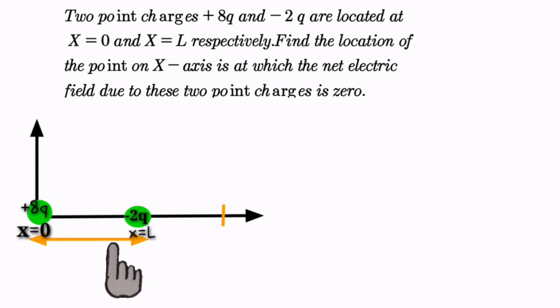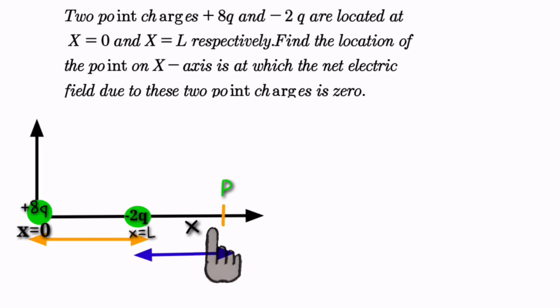So, the point of 0 field will be outside, on the line joining the charges, and since the magnitude of the positive charge is greater than the negative charge, the point of 0 field will lie on the positive x-axis after the charge minus 2q. Suppose the net field due to these charges is 0 at point P, which is at a distance x from the charge minus 2q on the positive x-axis.